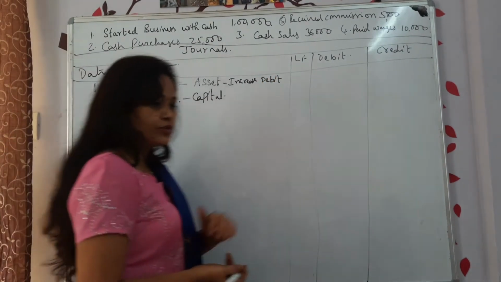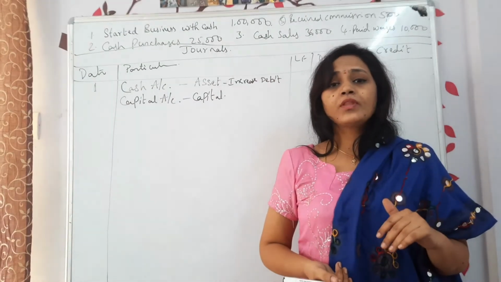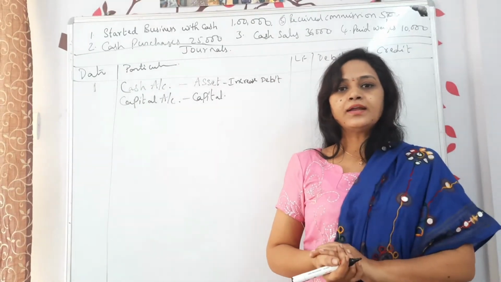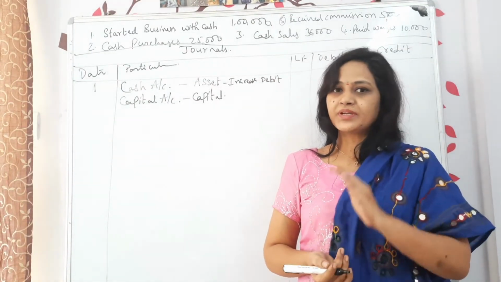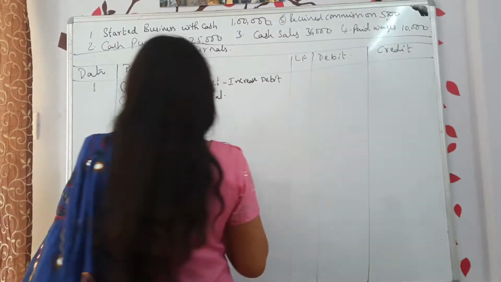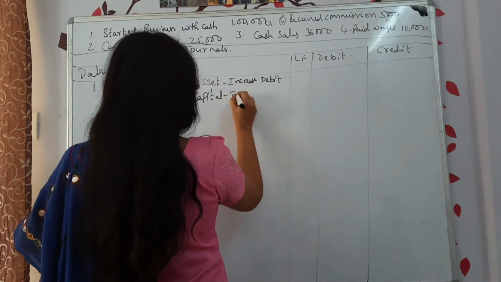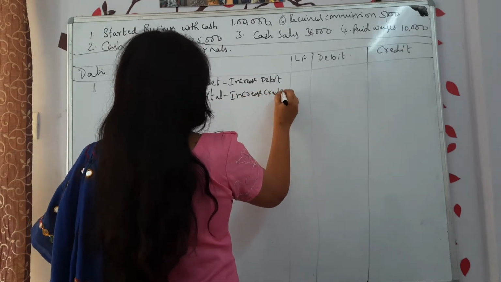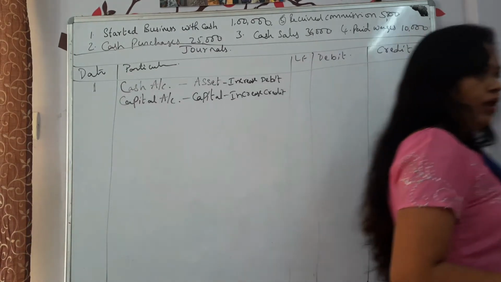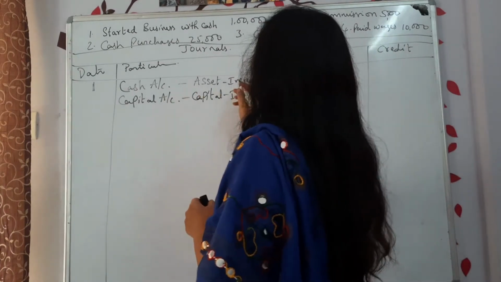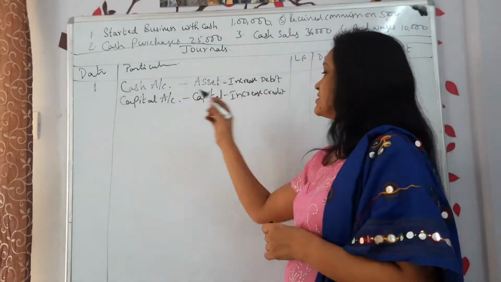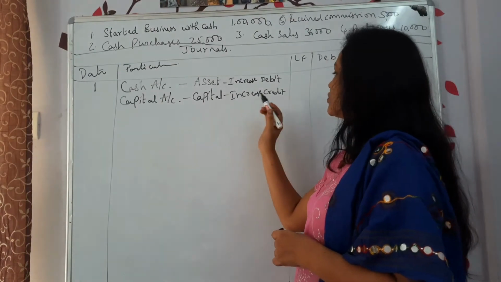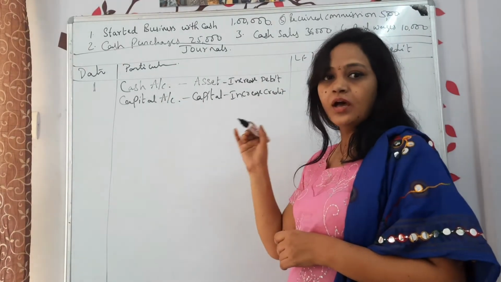Next, when you invested cash, is capital increasing or decreasing? Capital is increasing. What is the rule? Where cash increased, we wrote increase debit because it is asset. Where capital increased, we wrote increase credit because that is the rule.